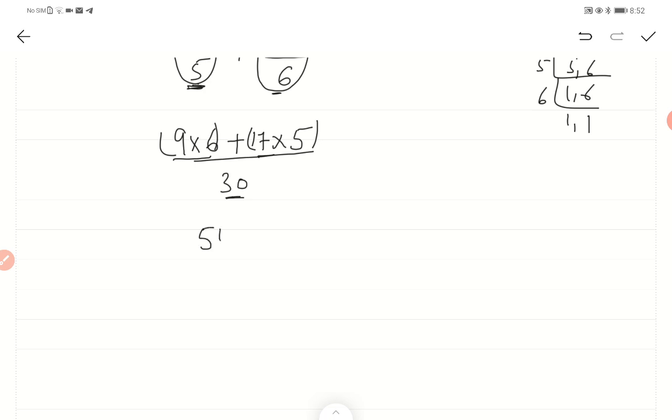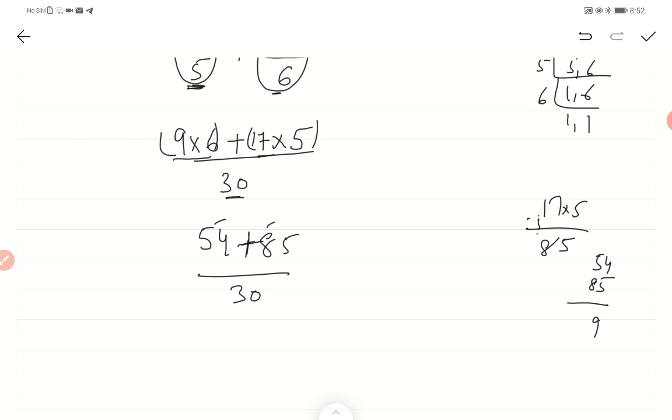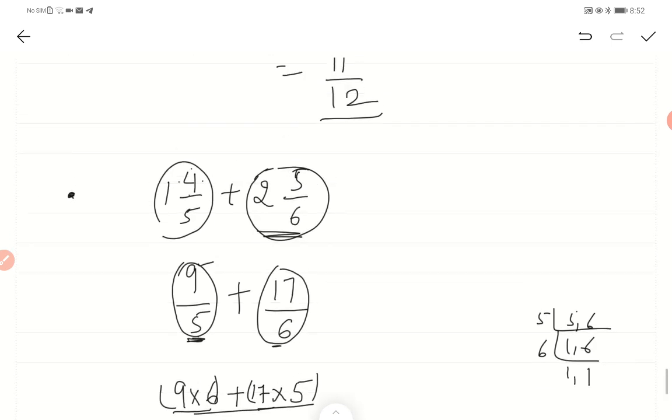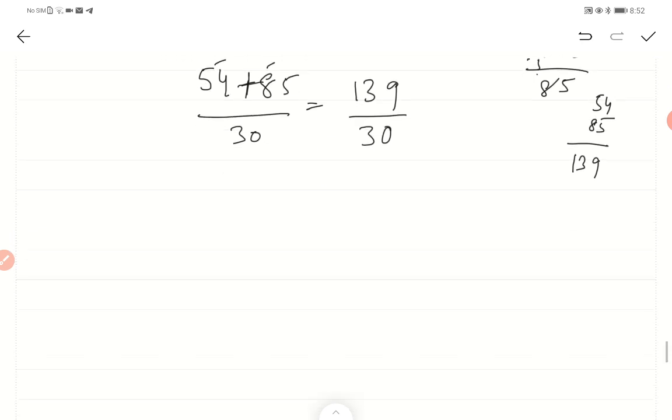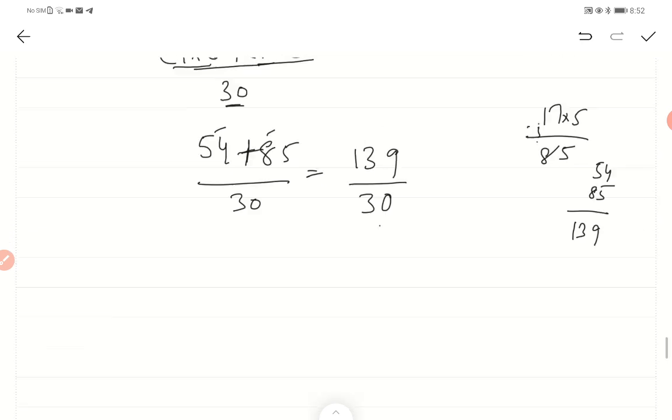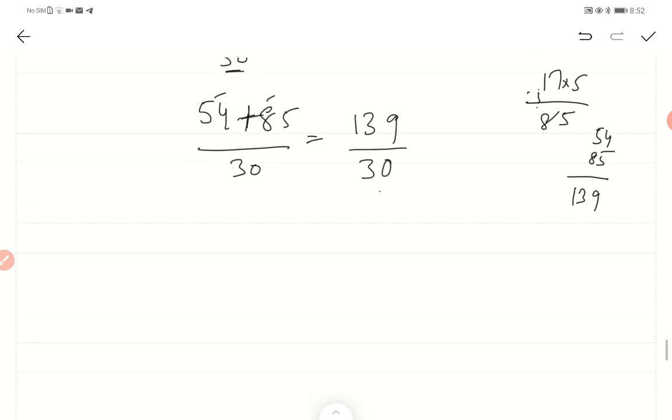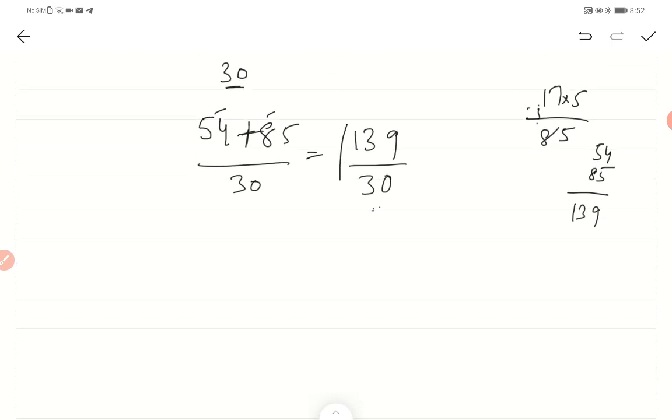9 sixes are 54, plus 17 into 5, 7 fives are 35, 5 and 5 is 6, 7, 8, so 85. So 85 by 30. Now add these two. 54 plus 85 is 139. So 139 by 30. So the addition of these two improper fractions gives us the answer 139 by 30. Since your question was in mixed fraction, we can convert this answer into a mixed fraction.